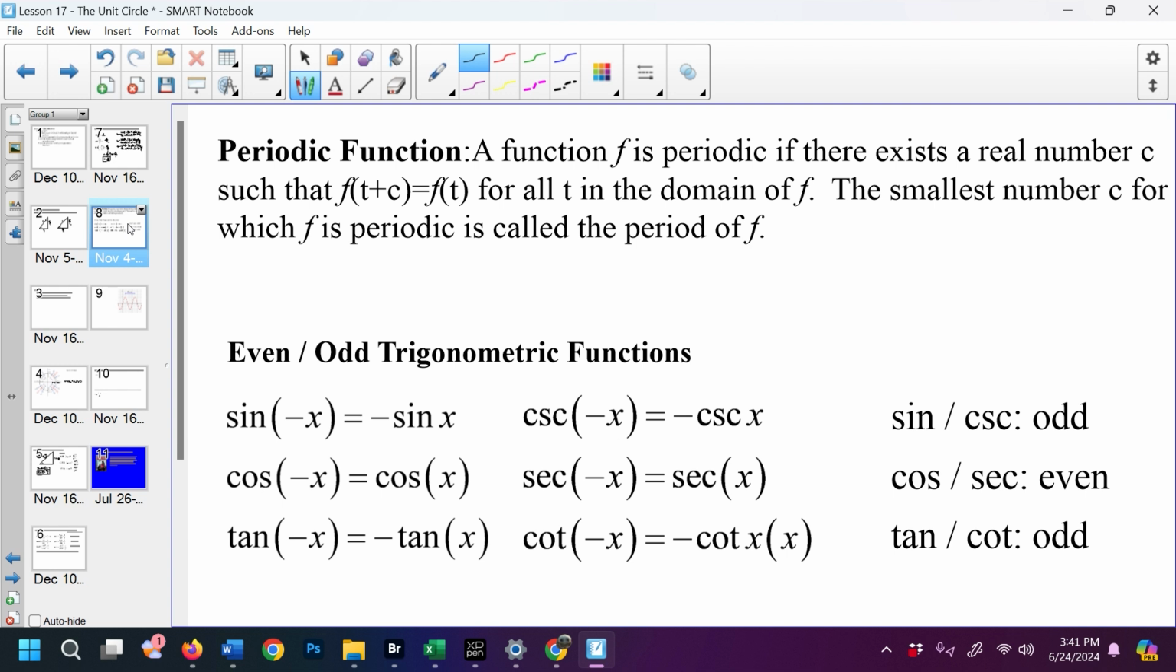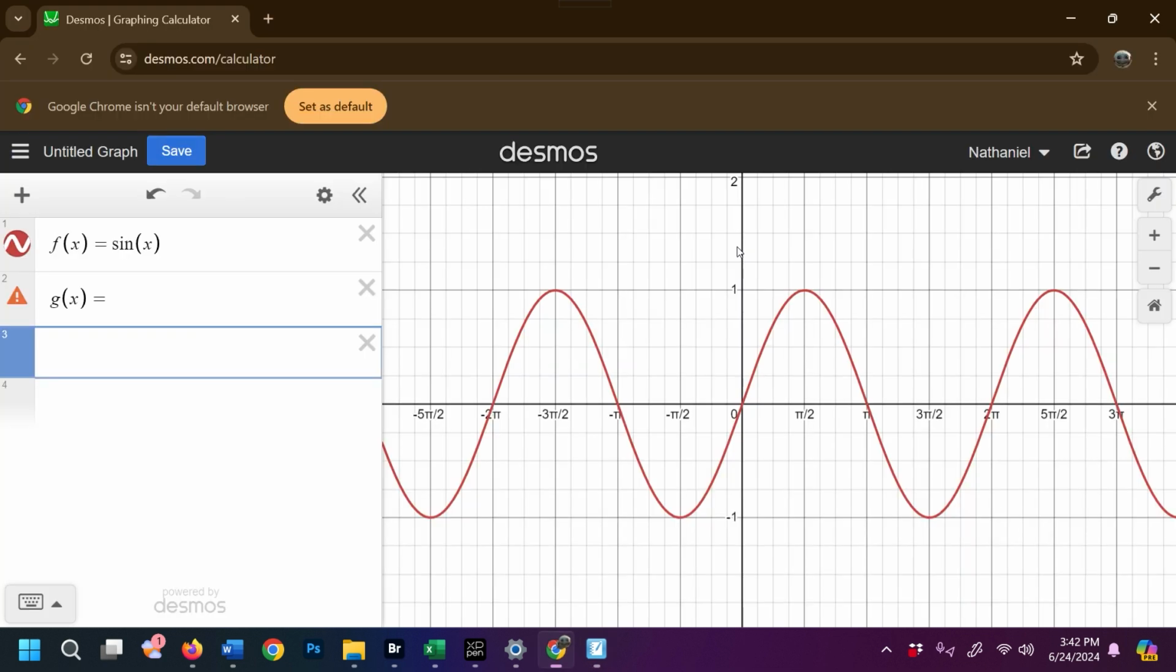Next, periodic function. A periodic function, f, is periodic if there exists a real number c such that f of t plus c is equal to f of t for all t in the domain of f. The smallest number, c, for which f is periodic is called the period of f. Now, that's a lot of words, and I understand that, but it's actually pretty simple. So let's go to Desmos, and let's take a look at an example.